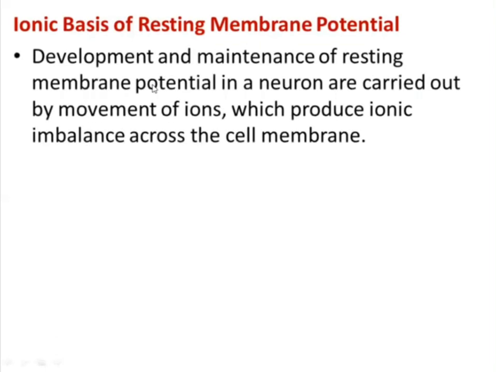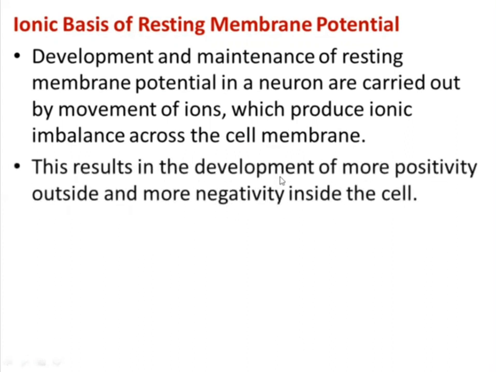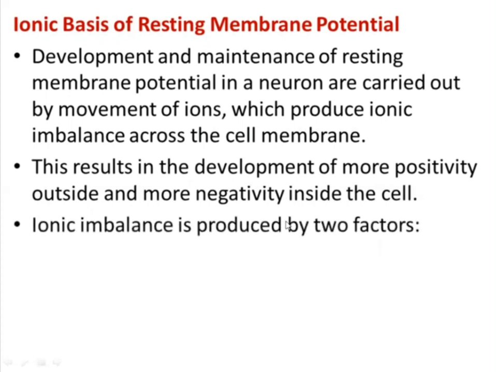The development and the maintenance of the resting membrane potential in the neuron are carried out by the movements of the ions, mainly sodium and potassium, right? Which produce an ionic imbalance across the cell membrane, right? This results in more positivity outside of the cell and more negativity inside of the cell, right?